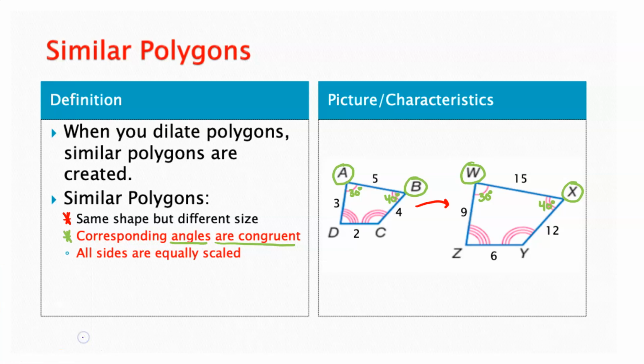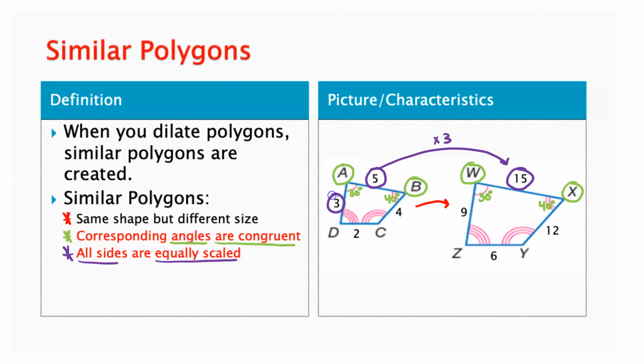All sides are equally scaled. What we mean by that is when we are enlarging it, we have to keep the same shape. So we have to make sure that when we're applying that scale factor, we apply it to all of our sides. Take a look. How did I go from 5 to 15? That looks like a scale factor of multiplying by 3. Well, it's the same thing for all your other sides. They're equally scaled by that scale factor of 3.